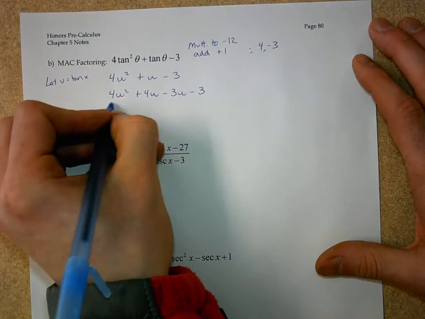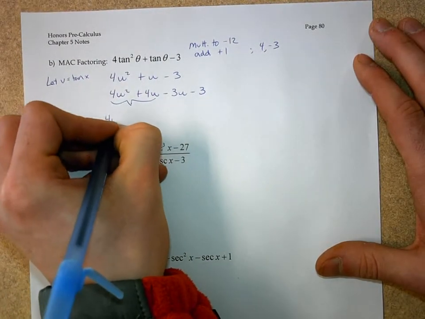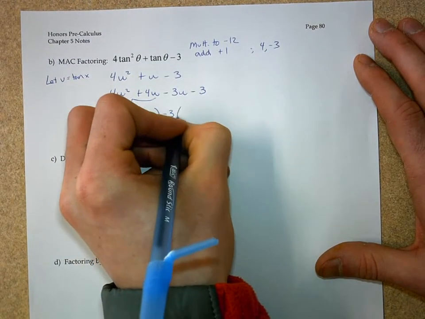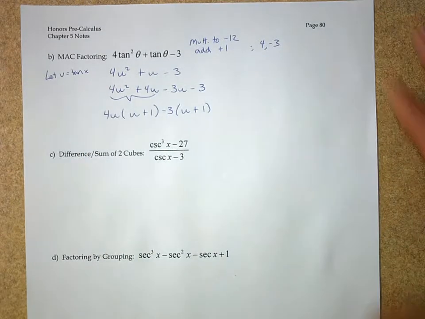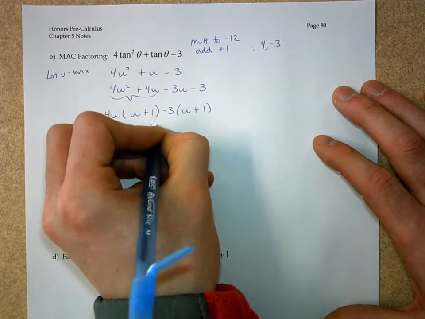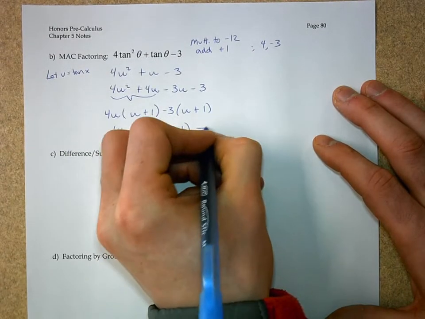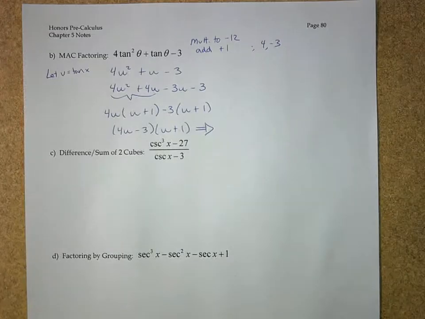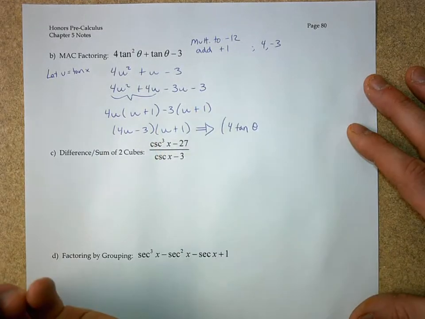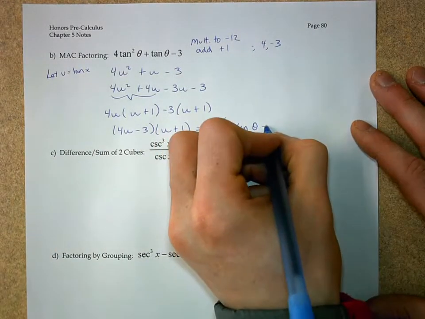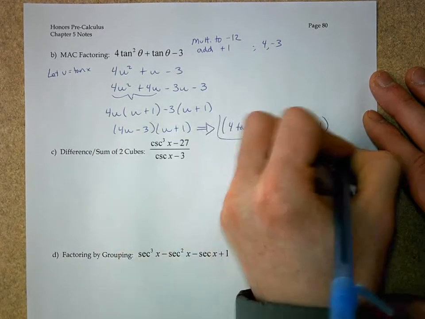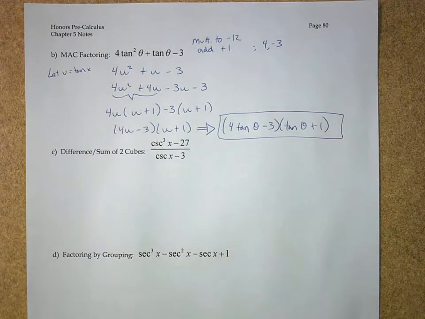You can do your factor by grouping right here, pulling out the 4u, and you're left with a u plus 1. And in the back, we've got to pull out a negative 3 to be left with u plus 1. So really my two factors then are 4u minus 3 and u plus 1. But since we said u is equal to the tangent of x, or tangent of theta, 4 tangent of theta minus 3 and the tangent of theta plus 1. We need to make sure that we plug in our values for u.